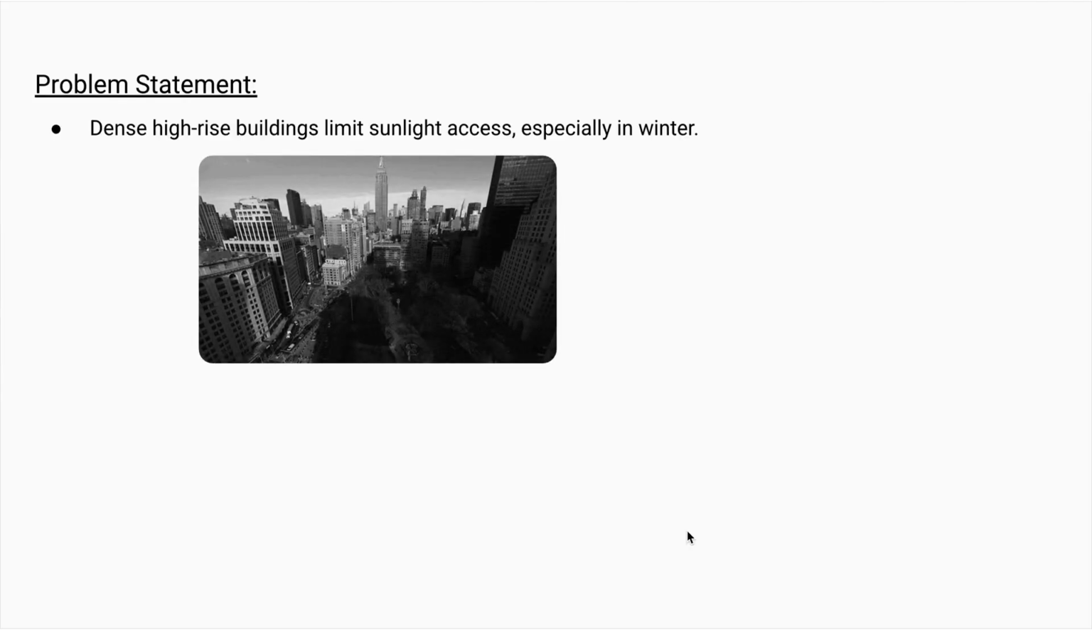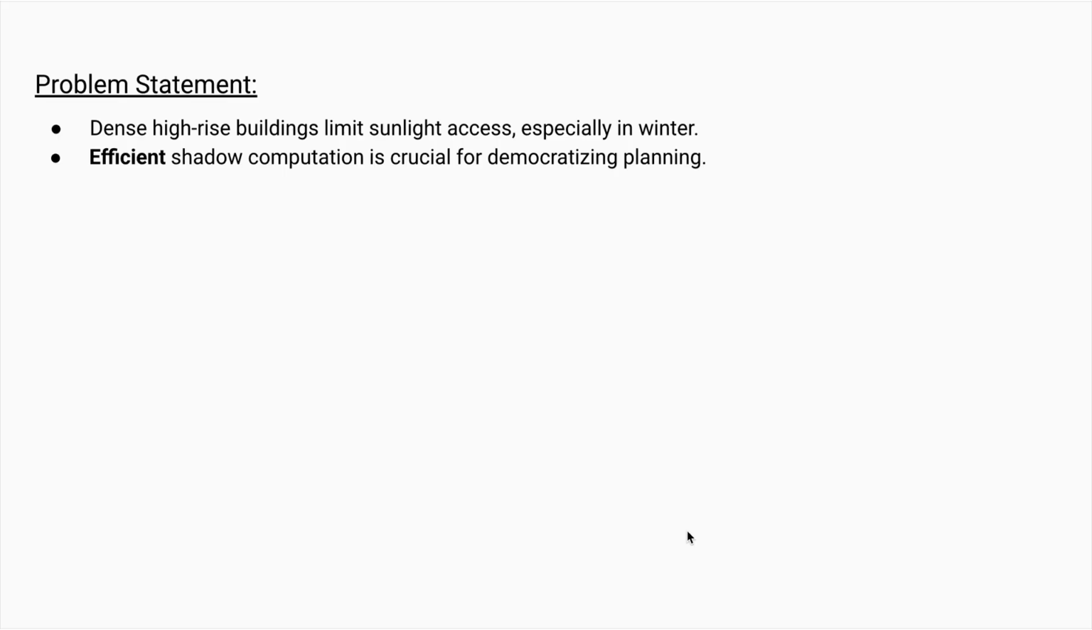As rapid urban development is happening all around the world, neighborhoods with dense high rise buildings are creating the problem of limited sunlight access, especially during winter months. Thus, it is crucial to have efficient shadow computation methods to help urban planners assess and mitigate shadow impacts for sustainable city development. However, existing systems are limited to a single step shadow computation.